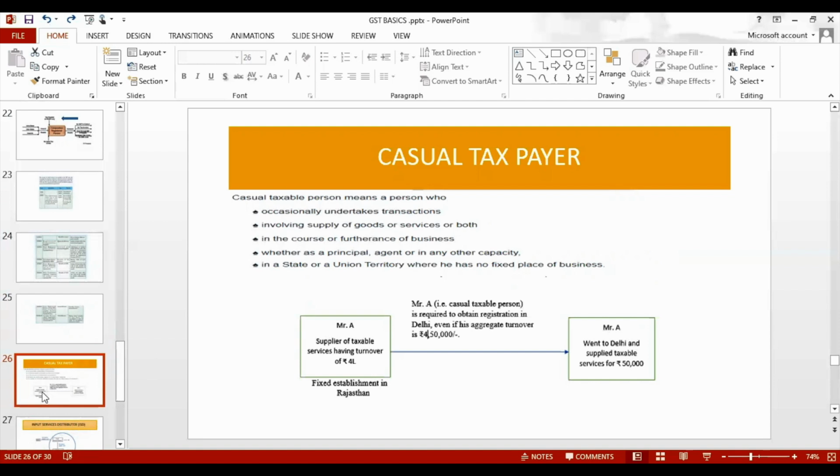One is the regular taxpayer, second is the composite taxpayer. I am taking more classes on regular and composition taxpayers. Why? Because we file for that type of taxpayer regularly at the financial year ending. The casual taxpayer is also one of the taxpayers, but his business is occasional. What does occasionally mean?